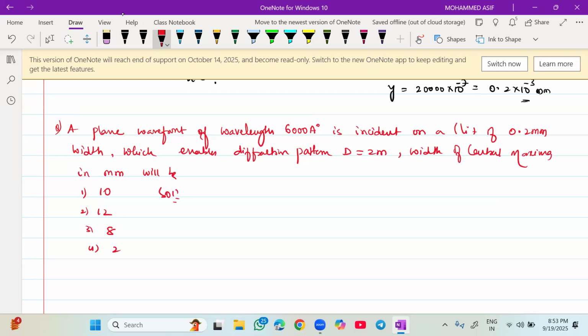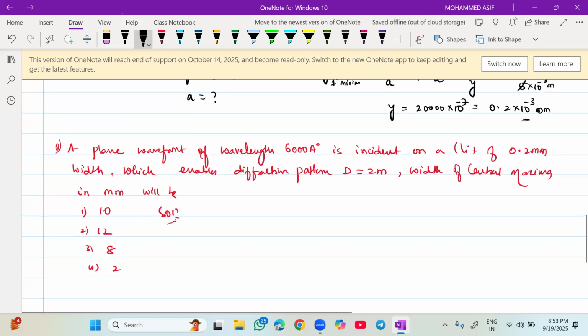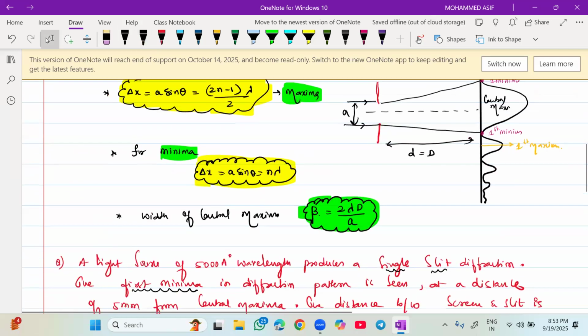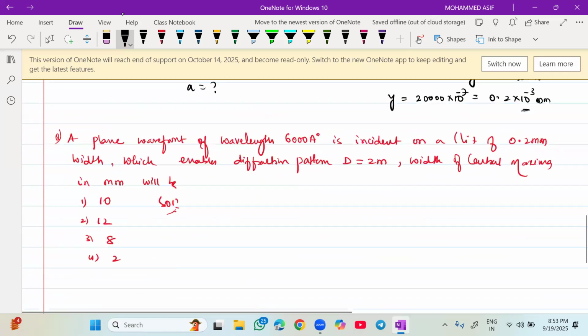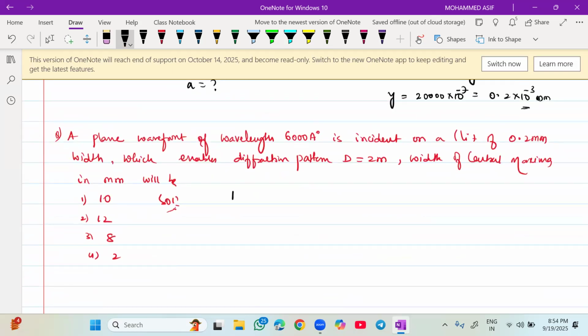Anyone, what is the formula for the width of the central fringe, beta? I told you this formula. Width of the central maxima, beta, is equal to 2 lambda into capital D divided by small a. Wavelength is how much for me? 6,000 angstroms. So this is 6,000 into 10 power minus 10, into capital D which is 2, divided by a. The a value is given as 0.2 mm, so it is 0.2 into 10 to the power of minus 3.